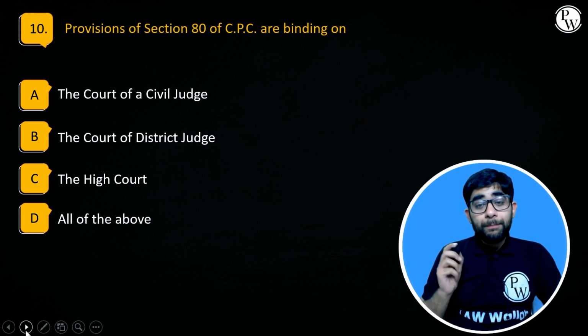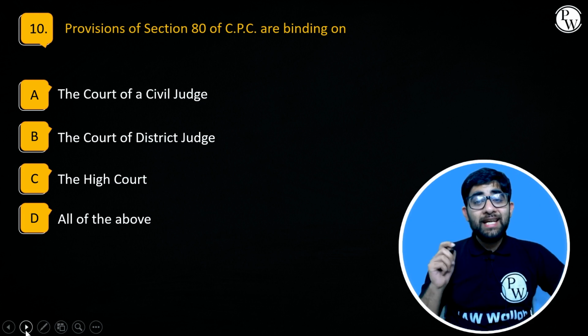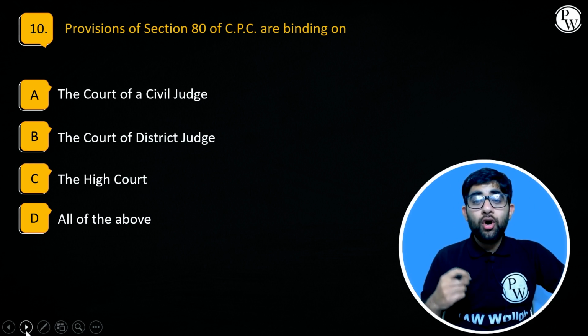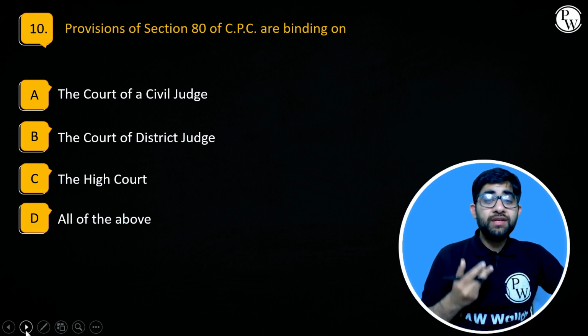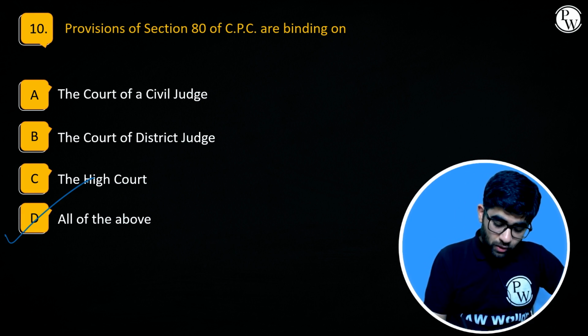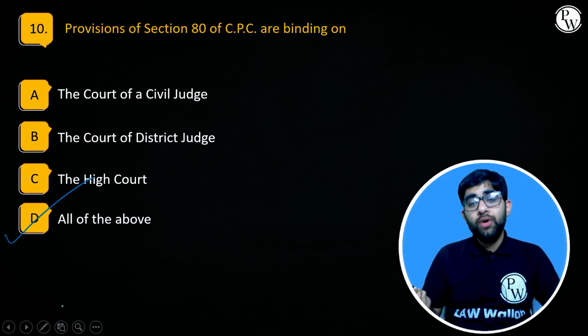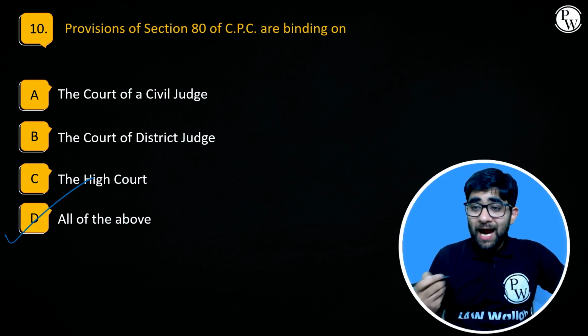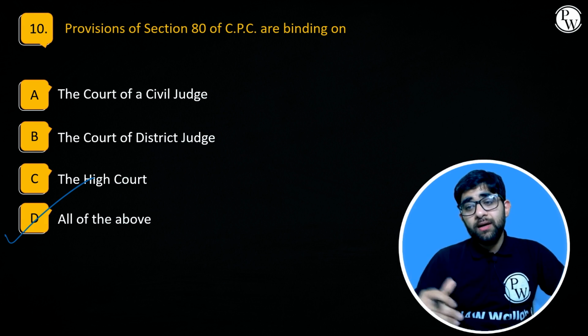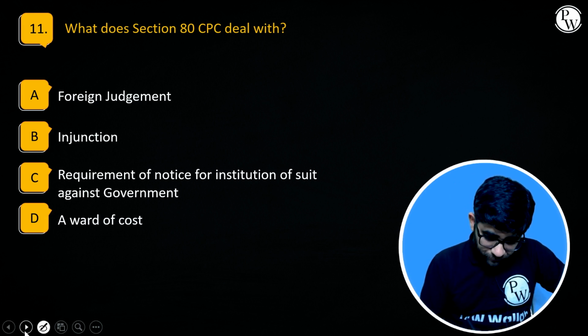Next, provisions of Section 80 of CPC are binding on a court of civil judge, district judge, high court, or all of the above. This is all of the above. Right? Every court is bound by that section and it doesn't discriminate in the system of courts.